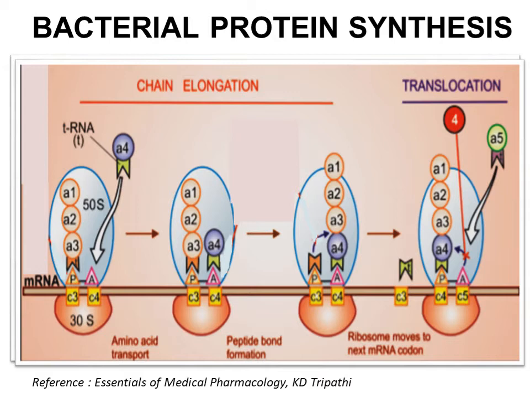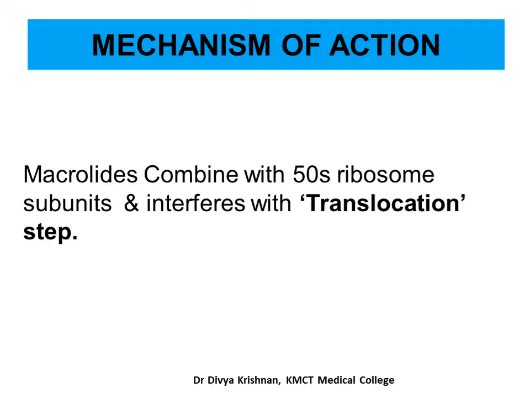I'll repeat that once again. Macrolides bind to the 50S ribosomes and inhibit the translocation of the elongated peptide chain from the A site to the P site, and the ribosome doesn't move along the mRNA to expose the next codon. Peptide synthesis is thus prematurely terminated.